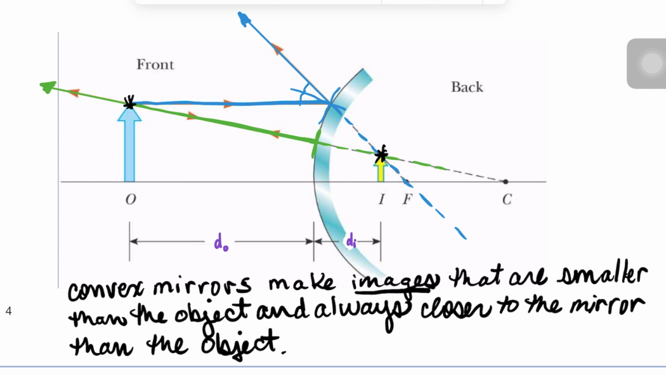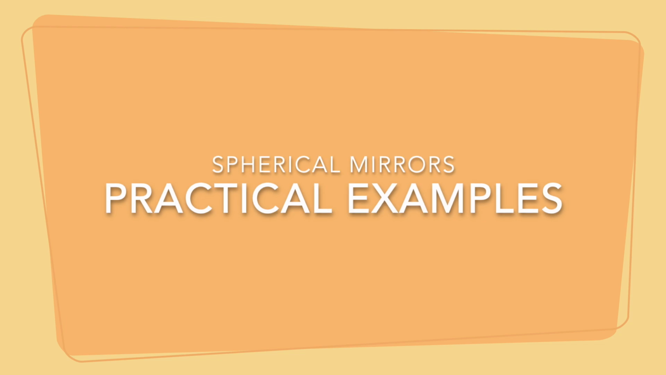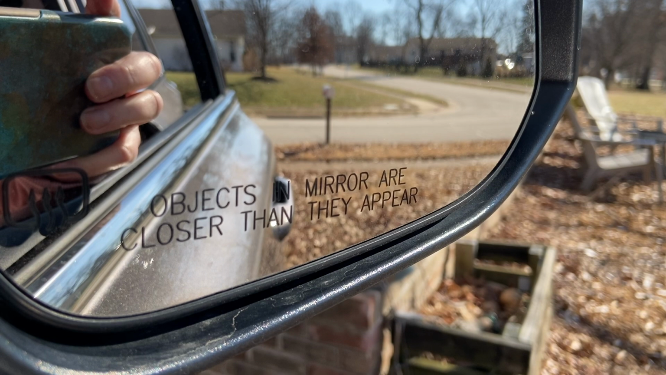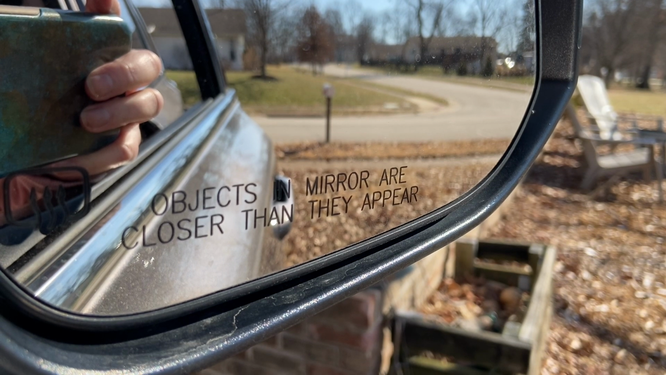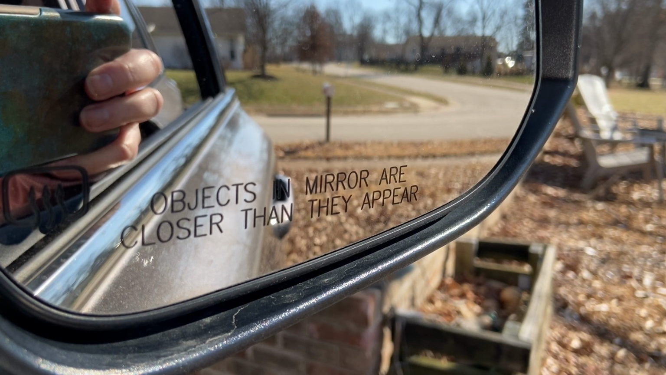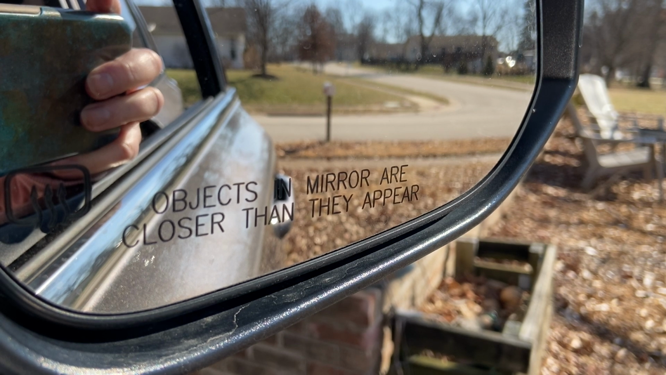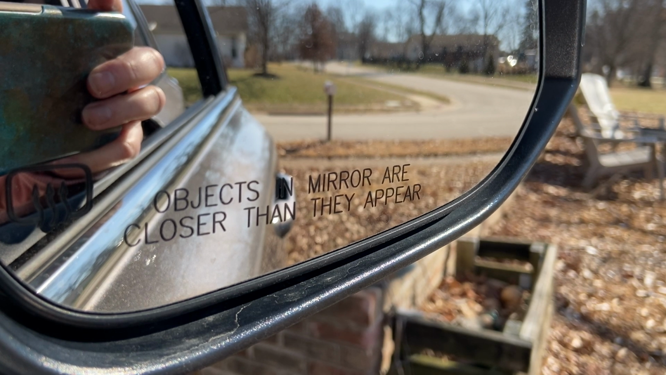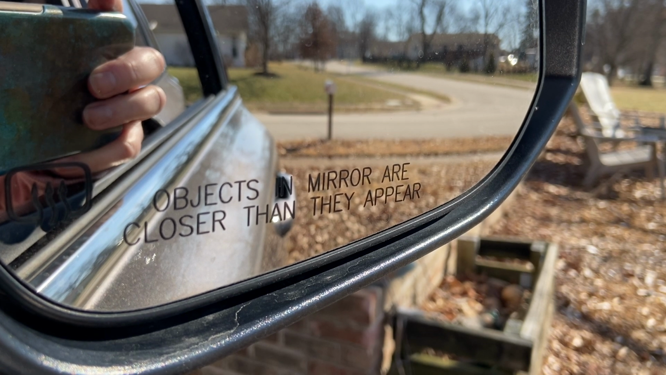Those side view mirrors are convex, and they have printed on them, "Objects in mirror are closer than they appear." We use these mirrors because they give us a bigger view of the road behind us. But the trade-off is that the objects in reality are closer to the car than they appear, because the image produced by a convex lens is always smaller than the actual object.